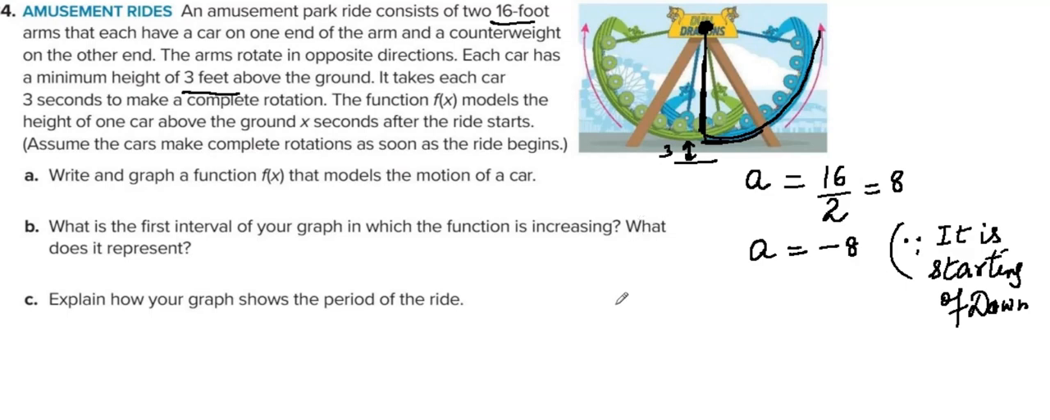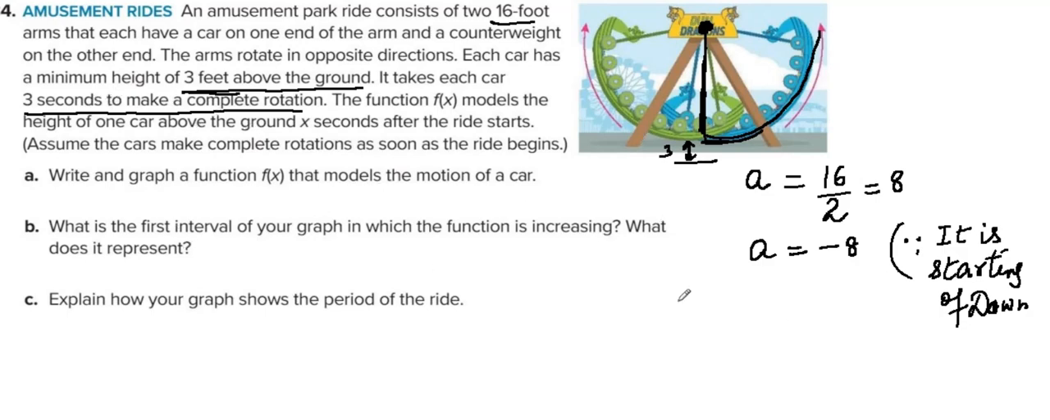And if you see, what is the amplitude? Now what we are going to find out is the period. They wrote 3 feet above the ground, and the wheel takes 3 seconds to make a complete rotation. Now a complete rotation is 360, so 360 divided by 3 is 180. So here we have 3 seconds.